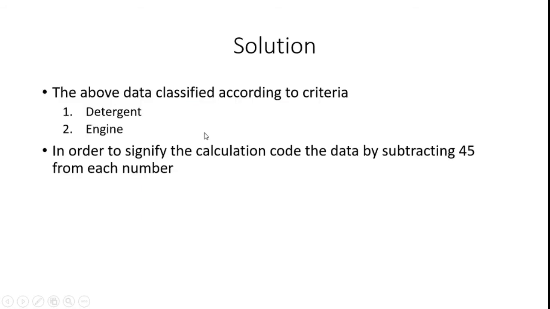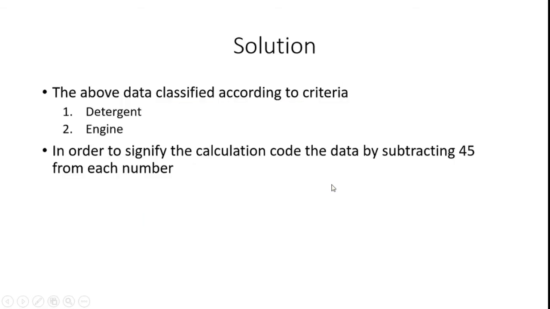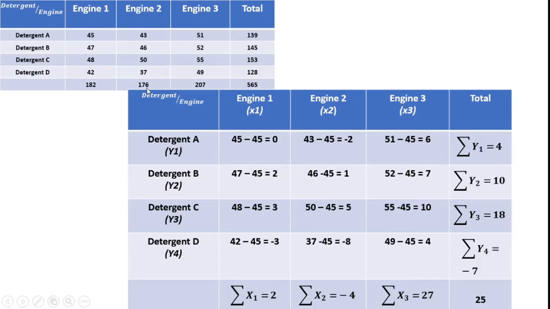And then, in order to simplify the calculation, we code the data by subtracting 45 from each value. Every table has its own numerical values. From that, I may choose the first value, 45. From this 45, I can subtract all other elements available in the table. From that, I may give the coding values of the table. Let's see how I can do this. This is the problem: detergent A, B, C, D, engines 1, 2, 3.